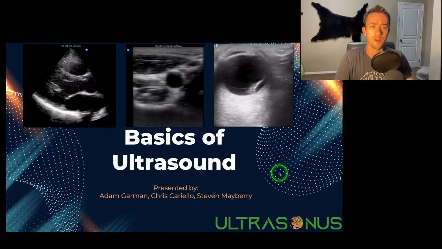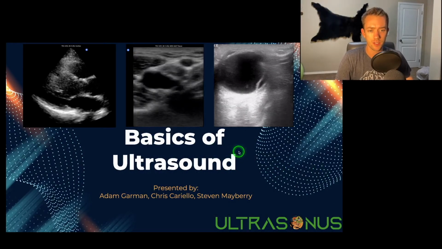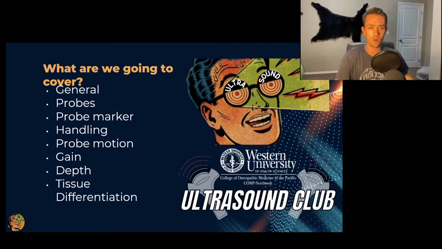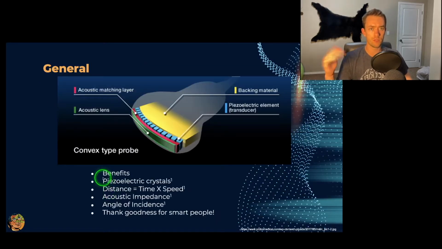Today we're going to talk about the basics of ultrasound. So let's get right to it. Alright, so what we're going to go over is the general principles of ultrasound, different types of probes, probe markers, how to hold it once you have it in your hand, probe motion, how do you fine tune an image once you get it where you want it to be, gain, depth. It's really important. Kind of go over some different tissue differentiation. So, just some general overviews.